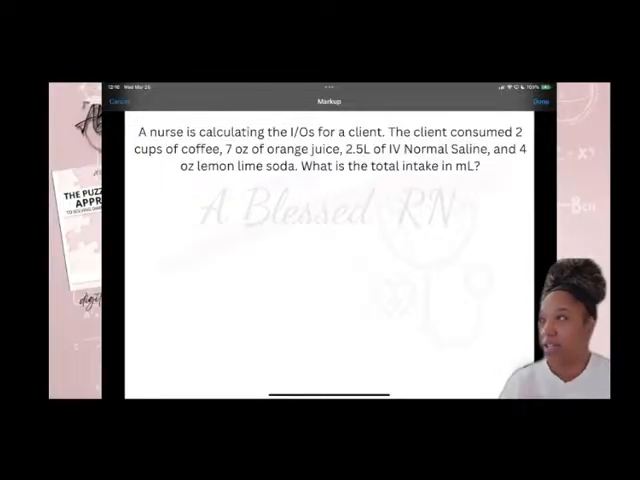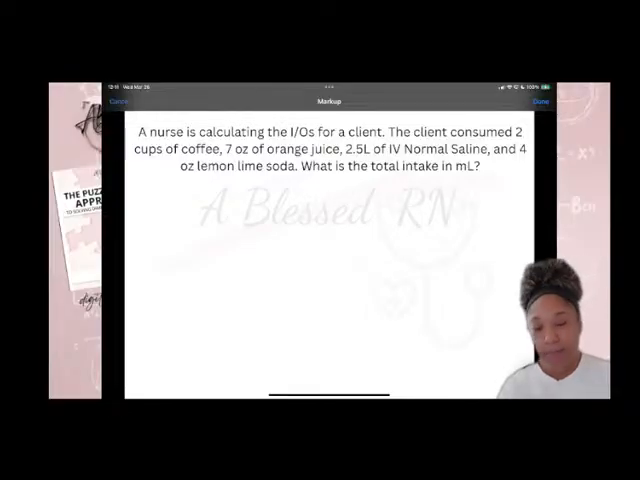This one right here is an intake and output question. We know that anything that goes in the body that is liquid at room temperature counts as going in. Anything that comes out of the body is going out. So a nurse is calculating the I's and O's for a client. The client consumed 2 cups of coffee, 7 ounces of orange juice, 2.5 liters of IV normal saline, and 4 ounces of lemon lime soda. You know that's a Sprite. But what is the intake in milliliters?